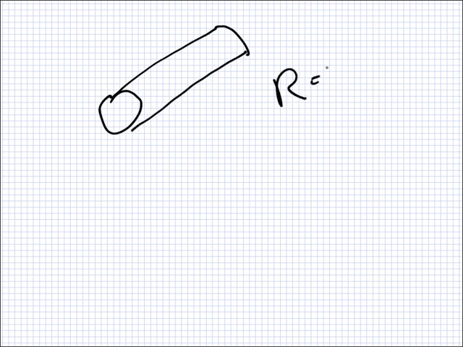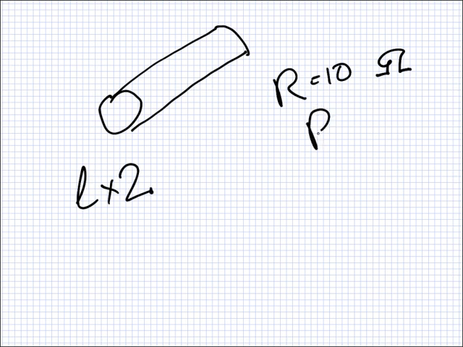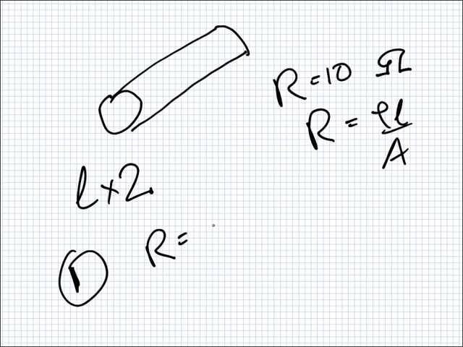This has resistance of 10 ohms. And the question is, what would happen to the resistance if the L is multiplied by 2? Well, think about the formula. R equals rho L over A. So if the L is multiplied by 2, what happens? R equals rho... 20 ohms. Okay?